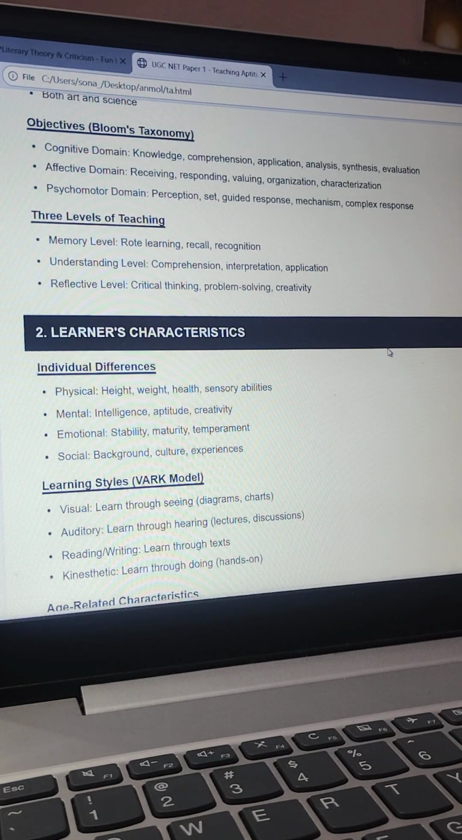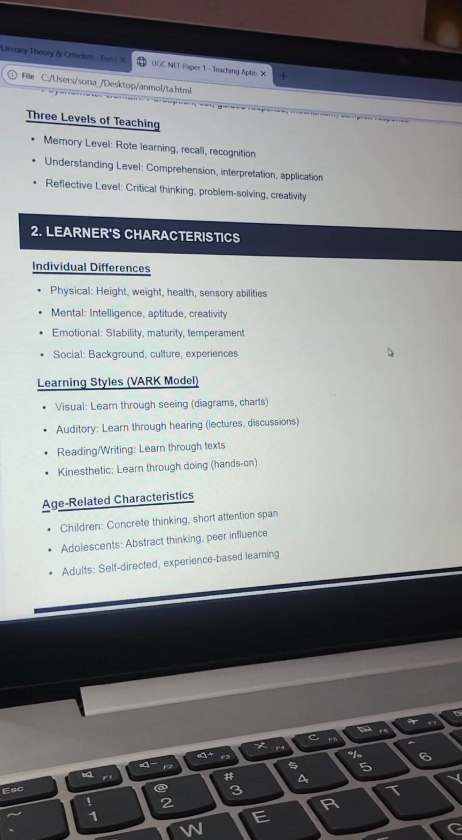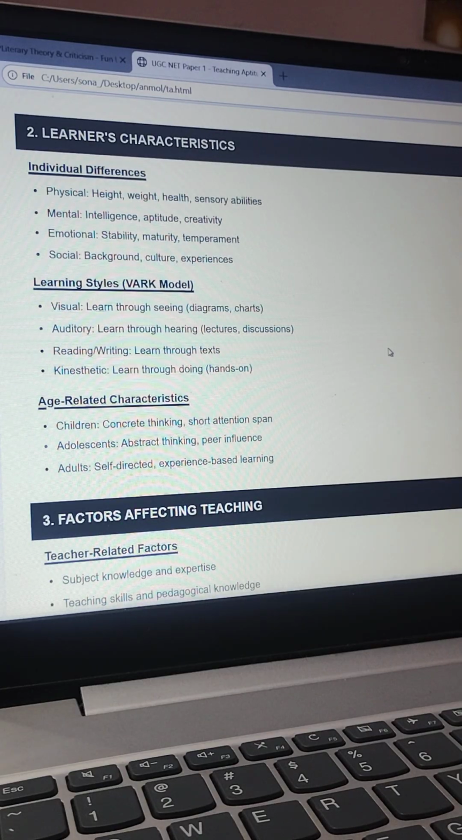Moving to the learner's characteristics, we have individual differences like physical, mental, emotional, and social. Talking about learning style, we have the VARK model, which is visual, auditory, reading-writing, and kinesthetic. In visual, we learn through seeing diagrams, charts, and graphics. In auditory, we learn through hearing, that is lectures and discussions. In reading-writing, we learn through text. In kinesthetic, we have hands-on experiential learning, that is learning through doing.